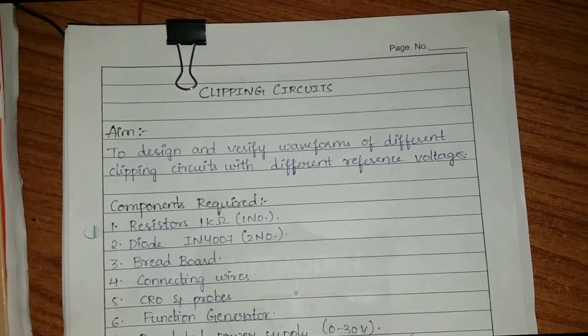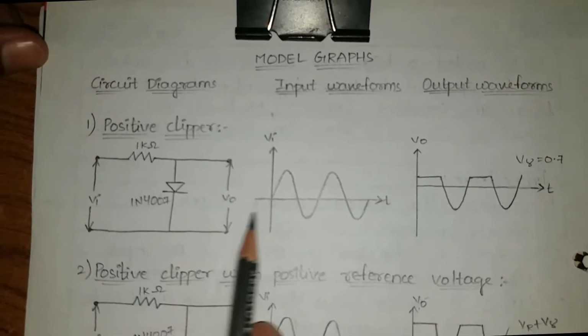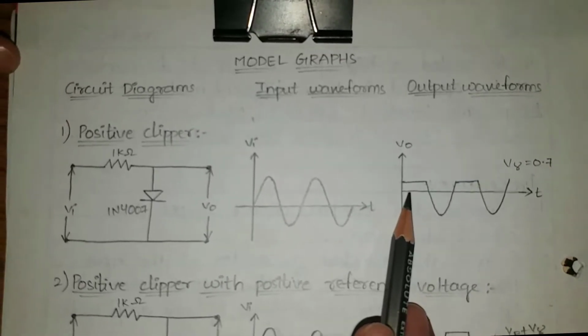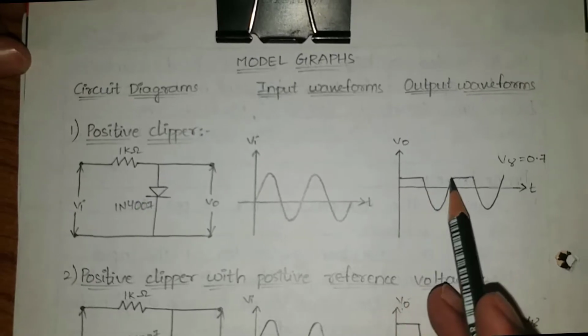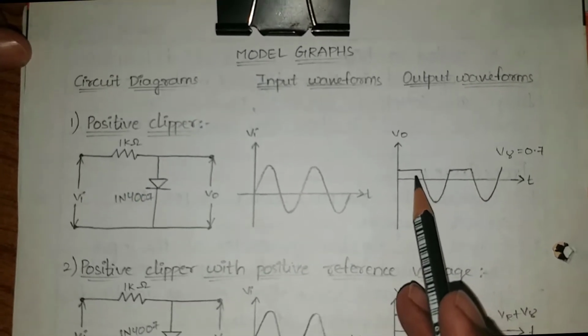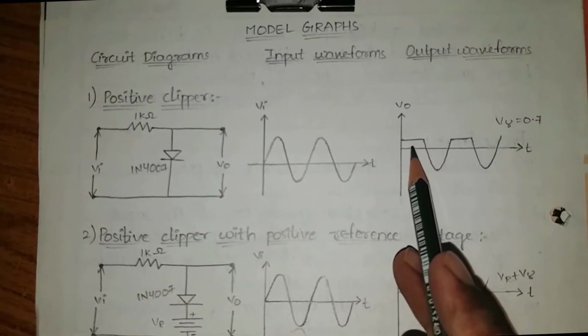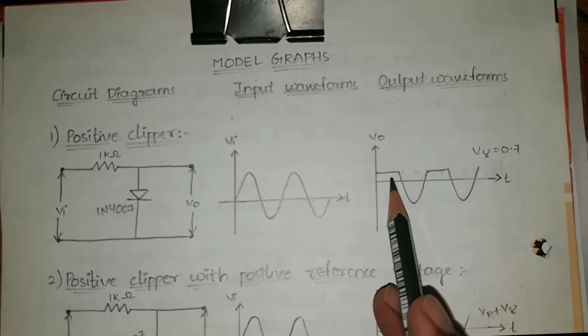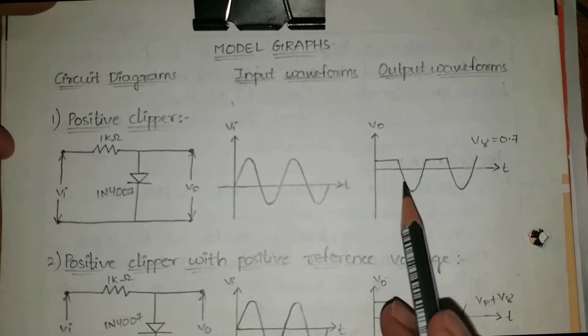Then if you observe the left side, these are the different clipping circuits we have here. It is a positive clipper, so it will clip the positive part of the input waveform. This is the input waveform here, and it is clipping the positive portion of the input waveform. And you get a little bit above the ground level, above the zero level here. Why are you getting that above the zero level? This entire thing we are going to observe here.